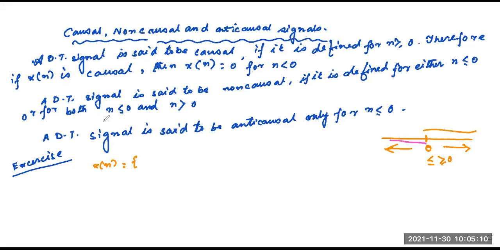So what is the exercise we are doing? We are taking a few signals and stating whether the following signals are causal or non-causal. It is not a problem, but an exercise. So the values are 1, -1, 2, -2, 3, and -3, and I have given an arrow here. Can you tell me whether the signal is causal or non-causal?